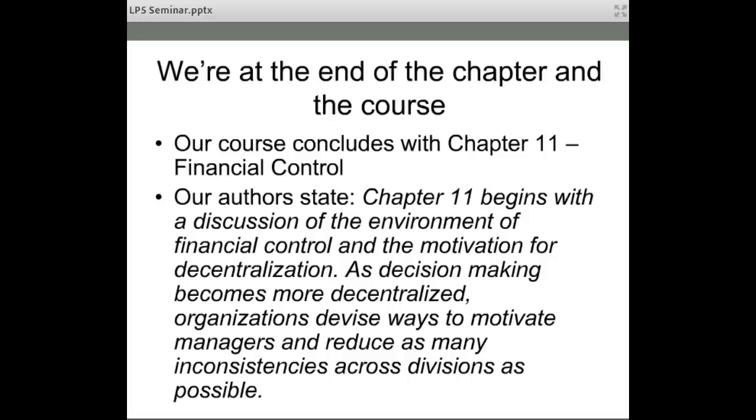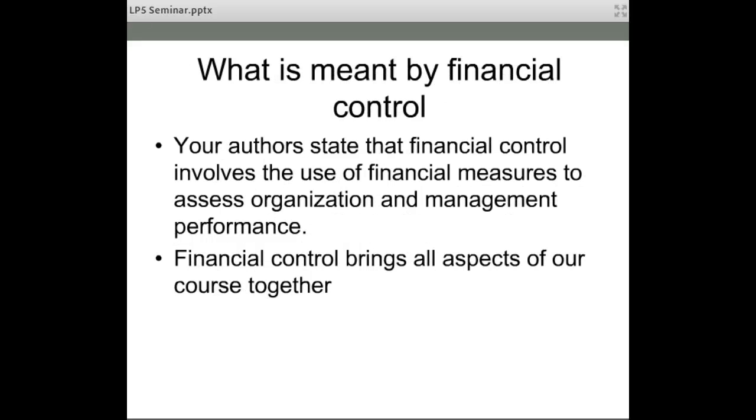Well, welcome back. We're at the end of the chapter and the end of the course. Our course concludes with Chapter 11, Financial Control. Our author states, Chapter 11 begins with a discussion of the environment of financial control and the motivation for decentralization. As decision-making becomes more decentralized, organizations devise ways to motivate managers and reduce as many inconsistencies across divisions as possible.